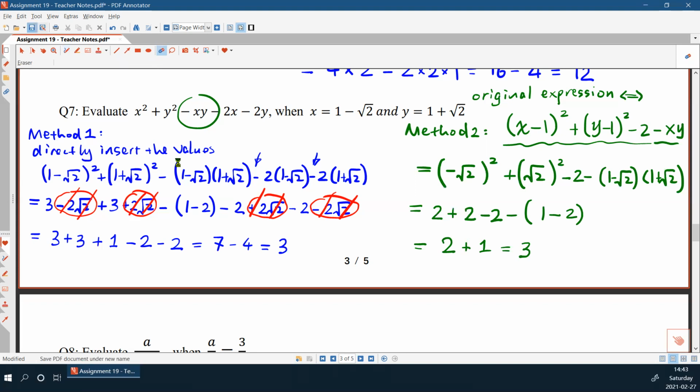And as you can see, which method is easier? Okay, you can choose either one you like, but I think method 2 is much easier than the first one. Okay, any questions? Have a look at this.